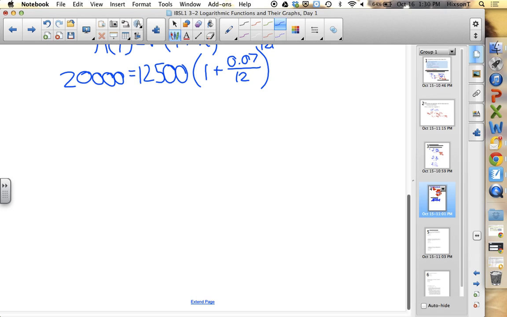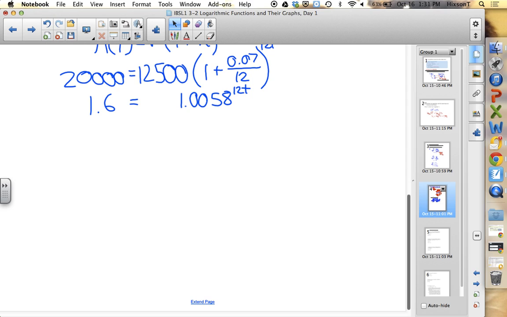Now, we'll follow the same strategy we did before. We're going to get this exponential part by itself by dividing by 12,500. And we've got 1.6 equal to 1 plus 0.07 over 12, which is 1.0058, to the 12t power, okay? So here's the thing. Leave that number in your calculator.